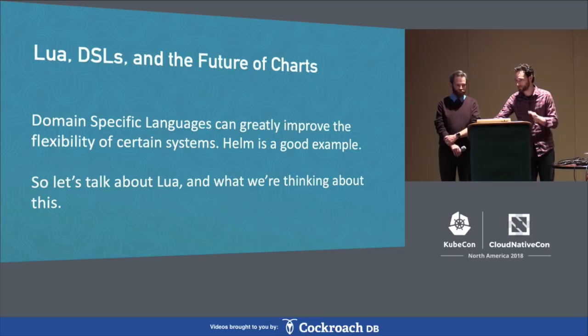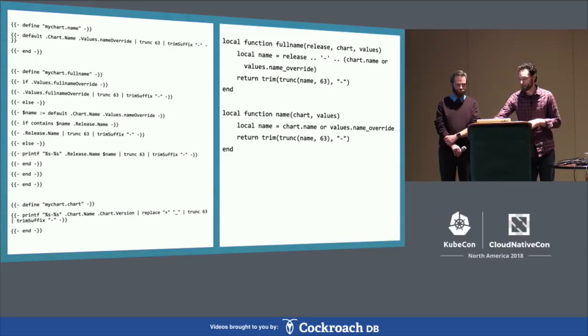So here's an example of what we're thinking. This on the left here is what you get when you do a Helm create and it scaffolds out a new chart. This is the helper. It's a function that you can put in your template that will generate a name for your resource. It also does validation. It strips out anything that's not valid for Kubernetes. Also truncates it to what Kubernetes will accept. And it's a scary beast.